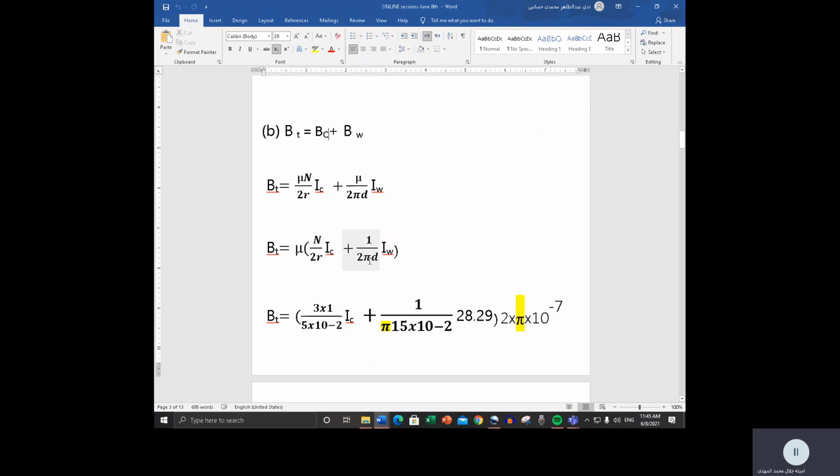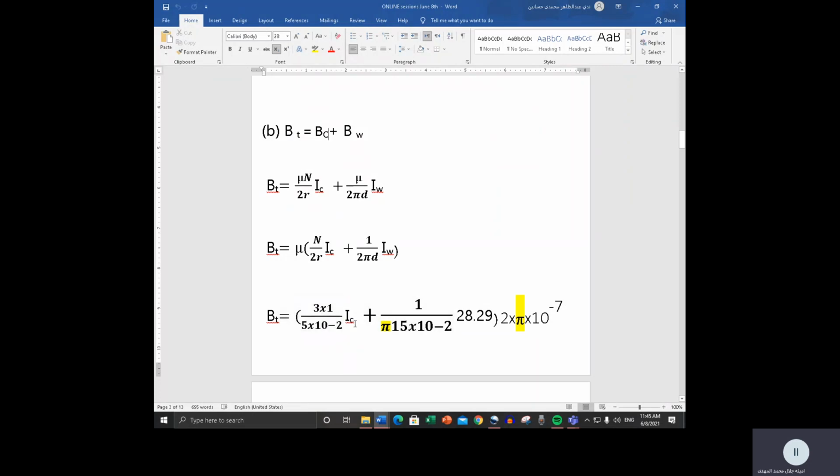So here I have pi, and d is the distance from the wire till the center of the coil, which is 15 centimeter. I changed 15 centimeter into meter by multiplying 10 to the power of negative 2. So I make the conversion in this case because I need a value. Okay, so 15 times 10 to the power of negative 2 multiplied by the current of the wire, which I calculated before. I calculated the current of the wire, and we got 28.29.